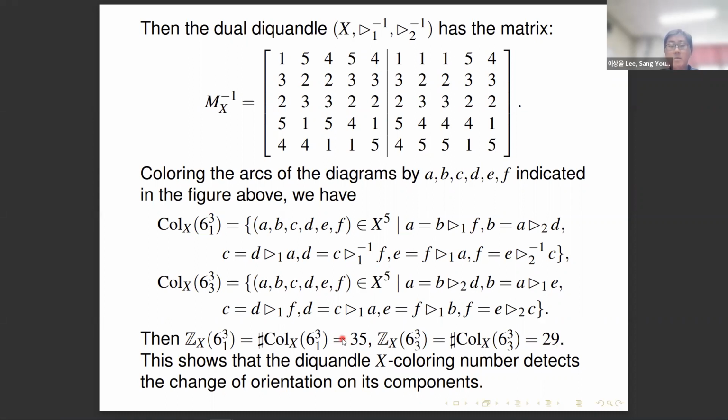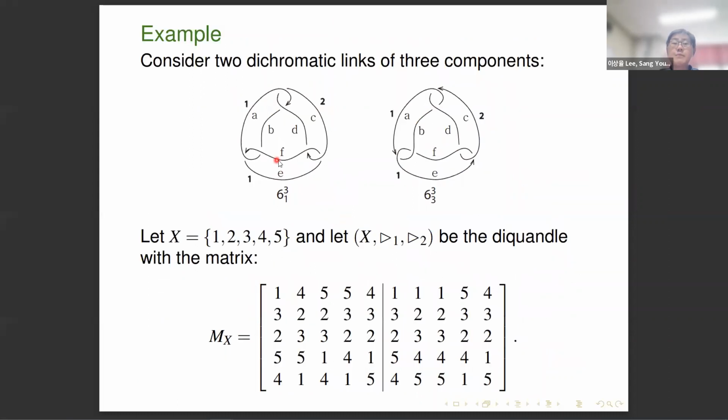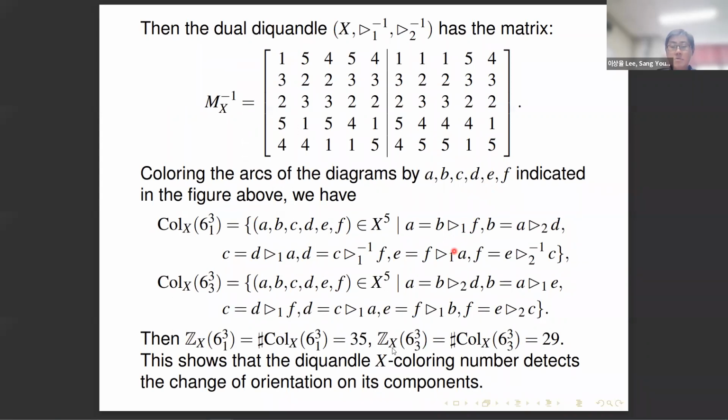So the 2 coloring numbers are different. This means these 2 dichromatic links are not equivalent. Actually, this example shows that the diquandle coloring number detects the change of orientation of each component of dichromatic links.